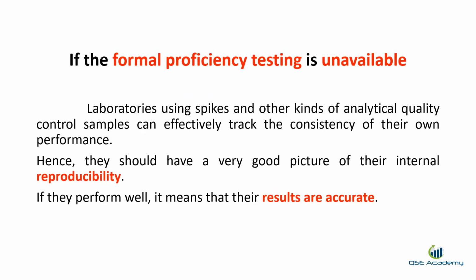1. If the formal proficiency testing is unavailable. Laboratories using spikes and other kinds of analytical quality control samples can effectively track the consistency of their own performance. Hence, they should have a very good picture of their internal reproducibility. If they perform well, it means that their results are accurate.